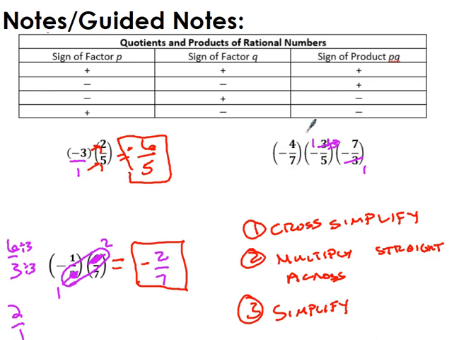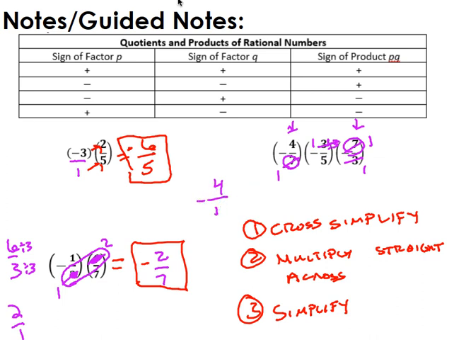Another thing is you can even cross simplify 4/7 with 7 over 1. These 7s also become 1, because 7 divided by 7 is 1. These have a common factor of 7. So the 3s cancel out to make 1. The 7s cancel out to make 1. So really, what I have left is just negative 4 over 1.